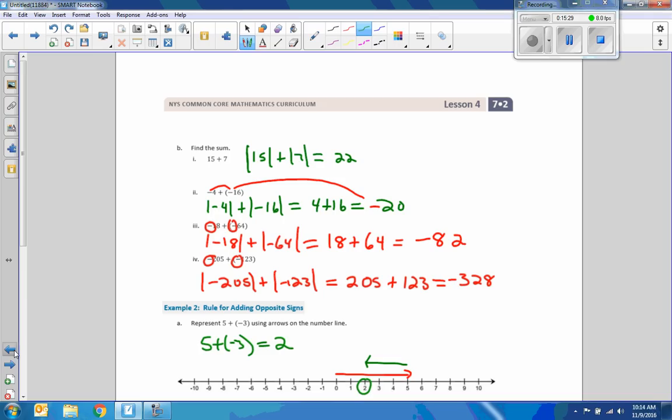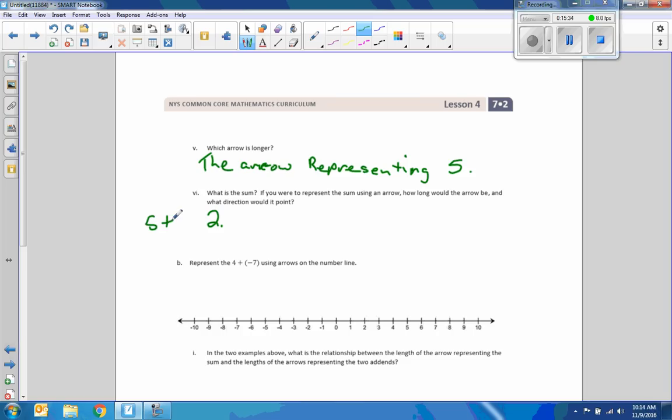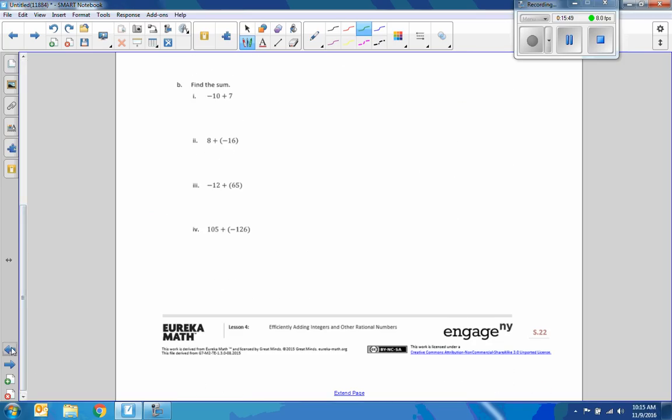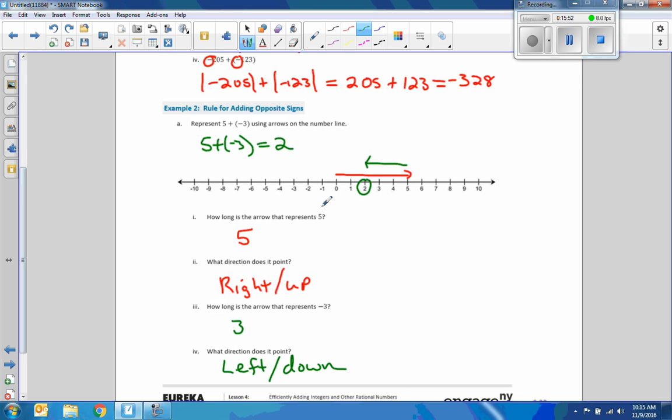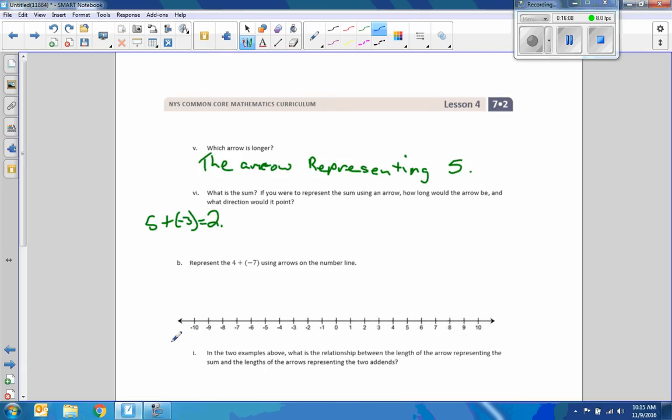So let me just rewrite this equation so I'm not going back and forth. 5 plus negative 3 equals 2. If you were to represent the sum using an arrow, how long would the arrow be and what direction would it point? If I go back and look at this, my sum arrow is 2, and it's positive, so it would point to the right. We always start at 0, so it would be 2 to the right.